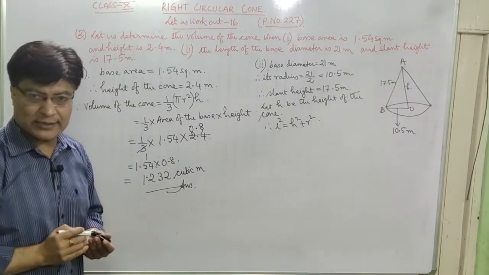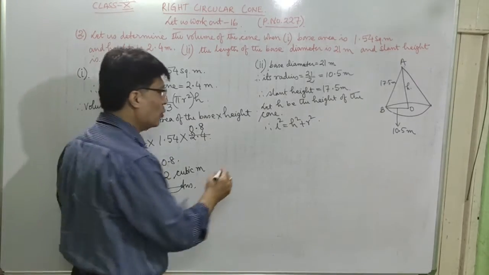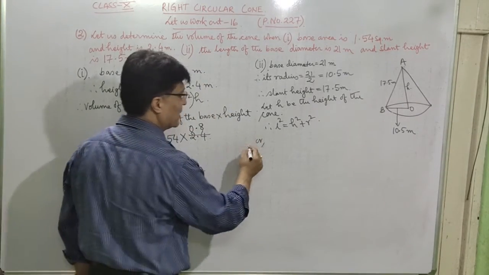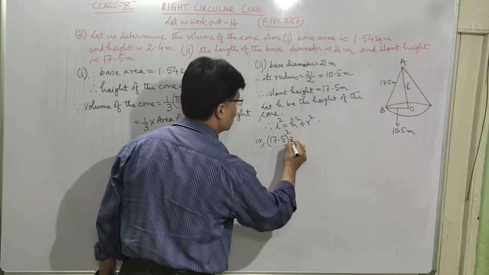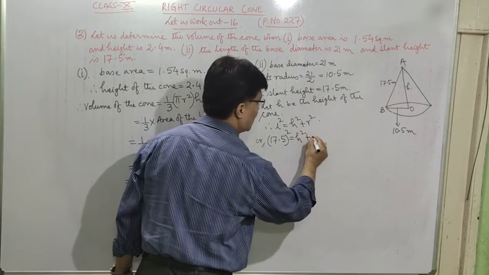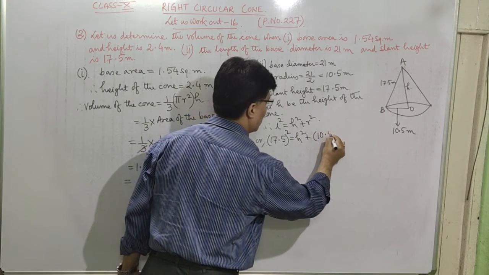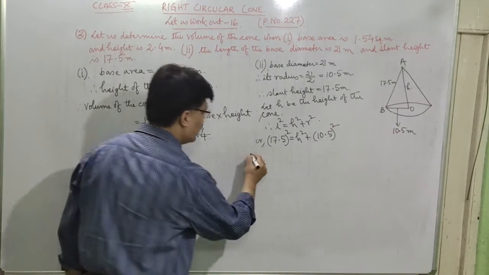Here, what is L? L is the slant height, r is the radius of the base of the cone, and h is the vertical height of the cone. So here, what is the slant height? It is 17.5. The whole square is equal to h square, which we don't know, plus what is r whole square? It is 10.5 whole square. So I think you have understood it.